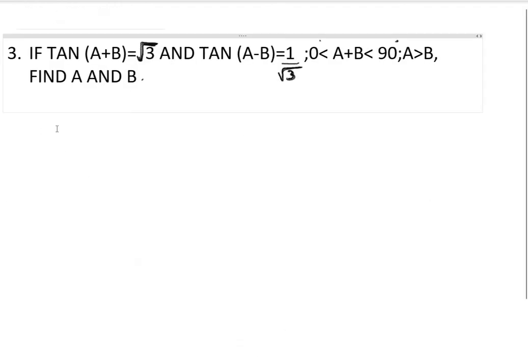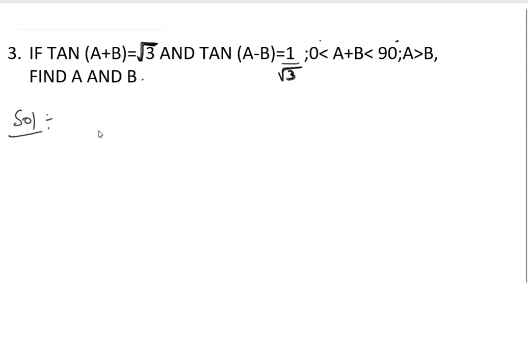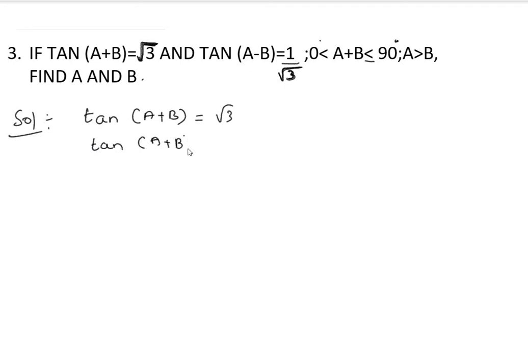And coming to the last question. If tan A plus B is equal to root 3 and tan A minus B is equal to 1 by root 3, 0 less than A plus B less than or equal to 90 degree, A greater than B, find A and B. Okay, so what is given first? Tan A plus B is equal to root 3. I can write this value of root 3 in terms of tan: the value of root 3 is tan 60.